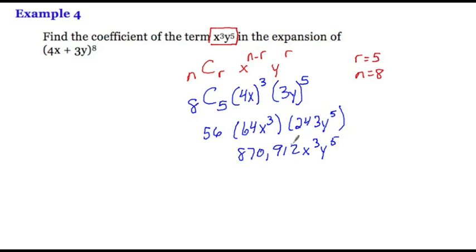Now, it doesn't ask for the whole answer. It says what is the coefficient. So the coefficient is just 870,912. So hopefully this has helped you come up with some shortcuts on how to expand these things out without actually having to multiply it all out and take forever.